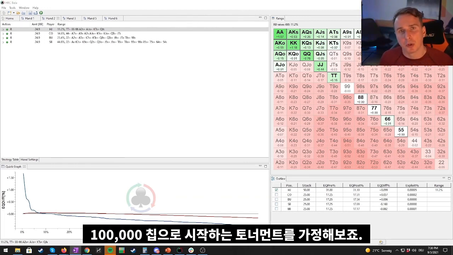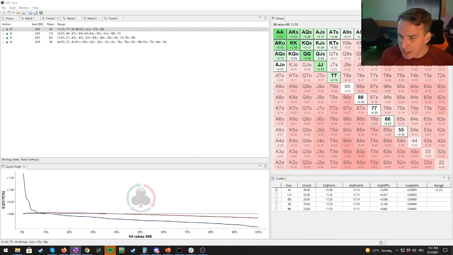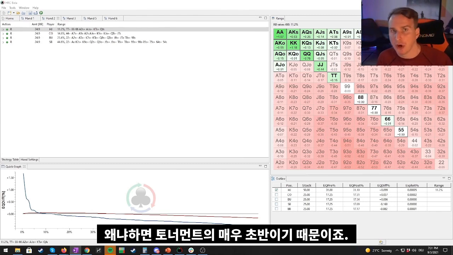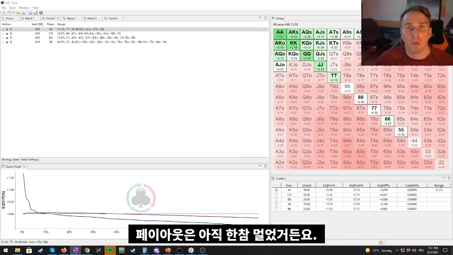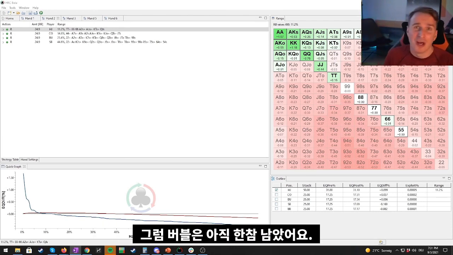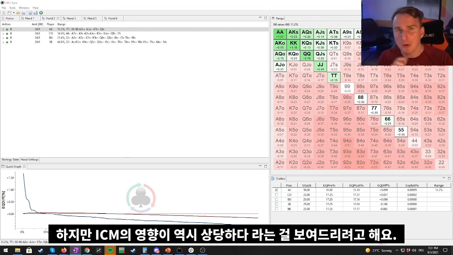So in tournament poker, assume you start with 100,000 chips at the beginning of a tournament. How would it reflect here? Well, of course, the impact is not as big as it is in a sit and go, because this is the very early stage of a tournament. The payouts are still far away, but I'll show you an example. Let's say we have a 1200-runner tournament and we have 1000 players left. The bubble is still far away, but I'm going to show you that the impact is still significant.